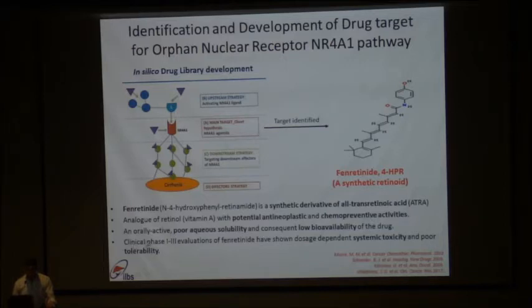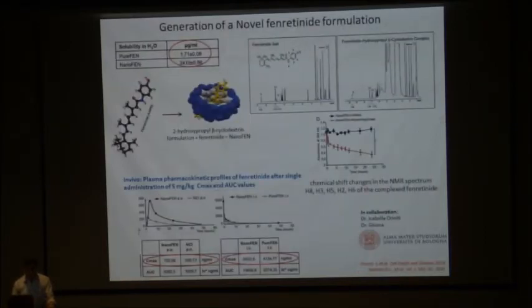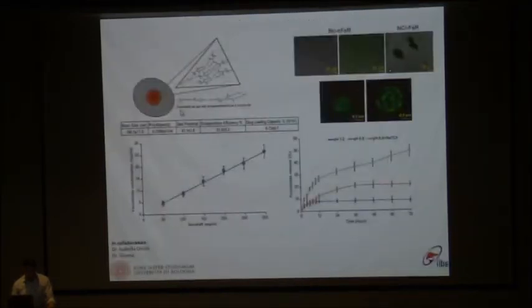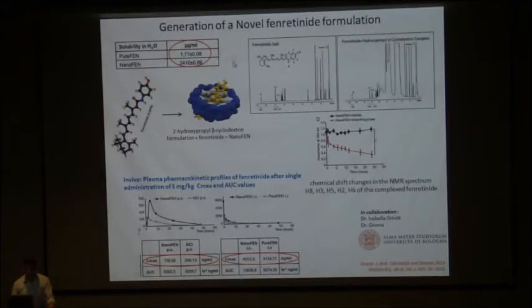They are orally active but have poor aqueous solubility, and consequently low bioavailability. In clinical studies, fenretinide has shown dose-dependent systemic toxicity and poor tolerability. So the challenge was how to deliver or modify this molecule using some delivery system. In collaboration with a group from Italy, we generated fenretinide in a nanoformulation. The main challenge was that pure fenretinide has very low solubility, so a high concentration had to be given to get an effective effect.